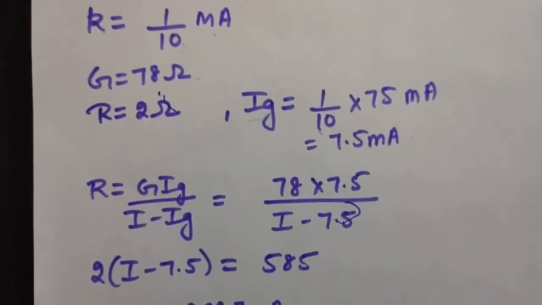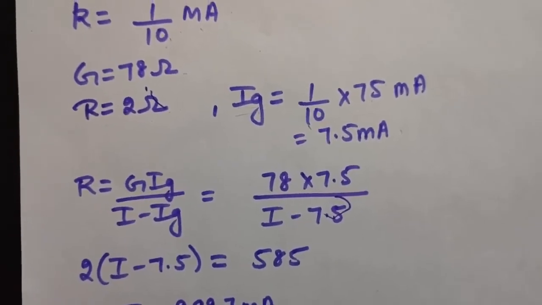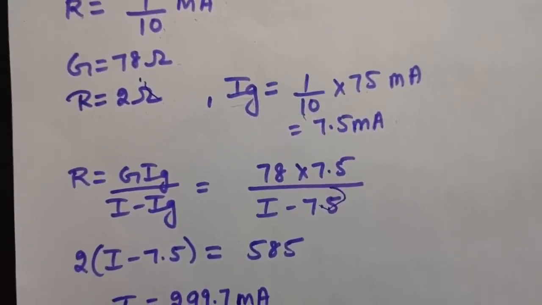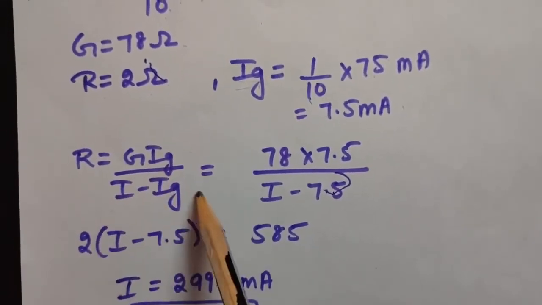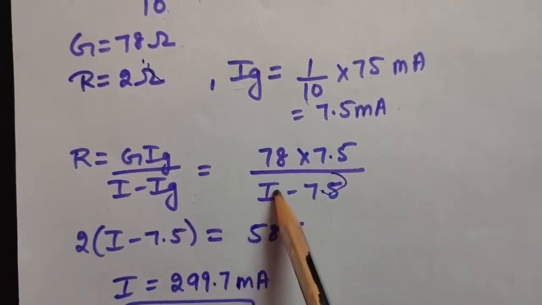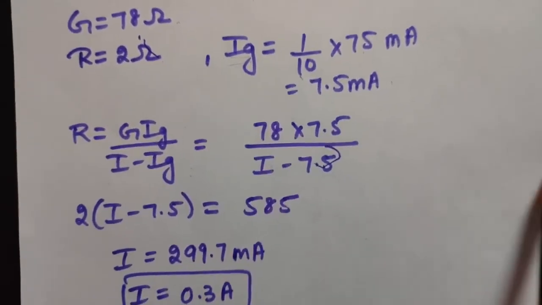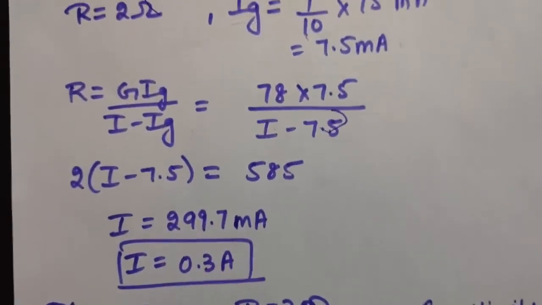Okay, so now you have to calculate the range of this converted ammeter, that is you have to calculate I, and as you know R is G Ig upon I minus Ig. You have all the values, just calculate the value of I from here. It will come to be 0.3 amperes.